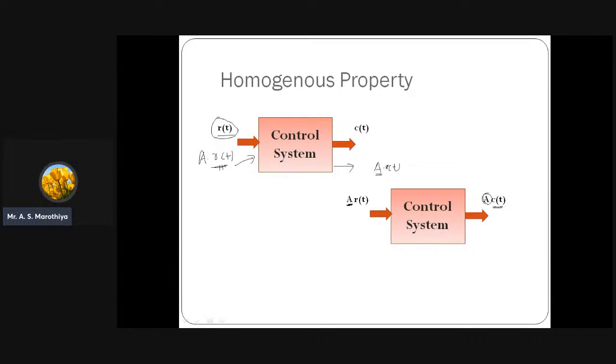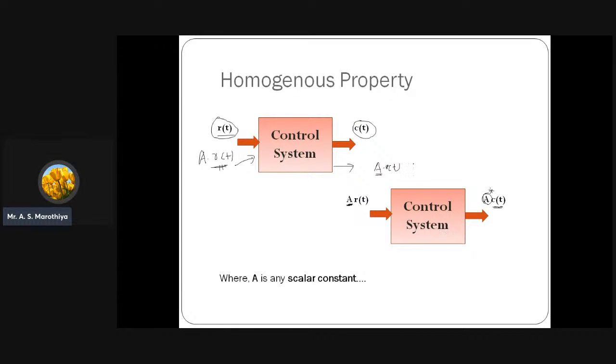This is C of t, which is nothing but the output in the previous case when we provide R of t as an input to the system, and here in case 2 we have manipulated the input by a factor A, so the same factor is appearing over here in the form of response. Hence we can treat this system as a homogeneous system, or you can say the system is going to follow the homogeneous property, where A is nothing but a scalar constant.